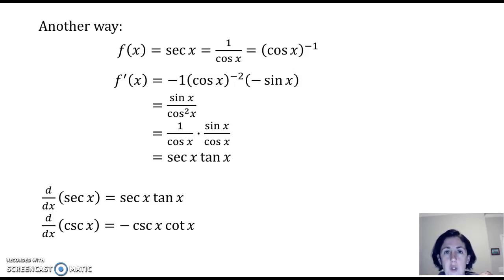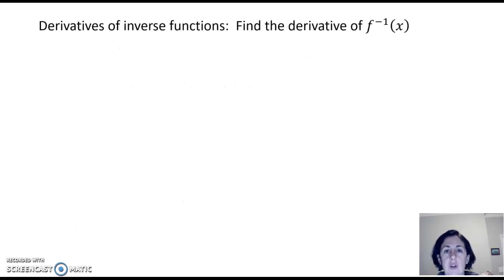Well, what about our inverse trig functions? First, let's talk about finding the derivative of an inverse function in general. If you recall, when we talk about inverse functions, we say that f and f inverse are inverses of one another. When you compose them together, or you stick one inside the other, you get x. So if you recall, f evaluated at f inverse of x is equal to x.